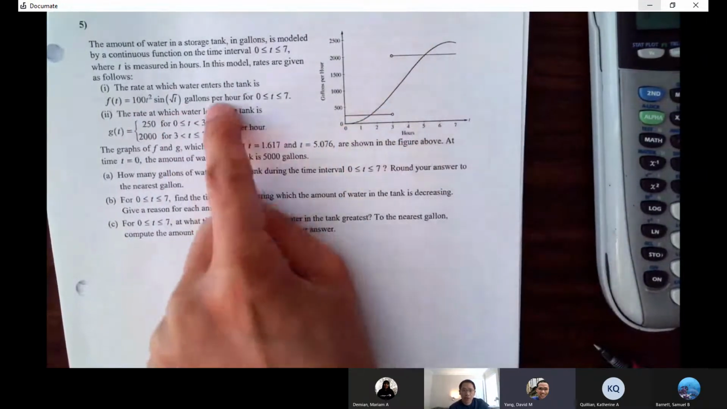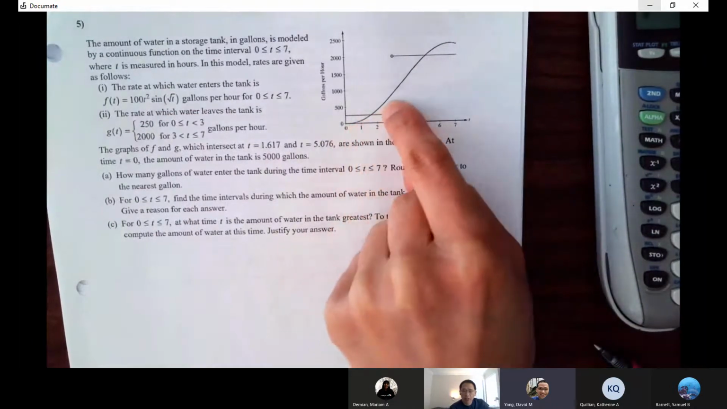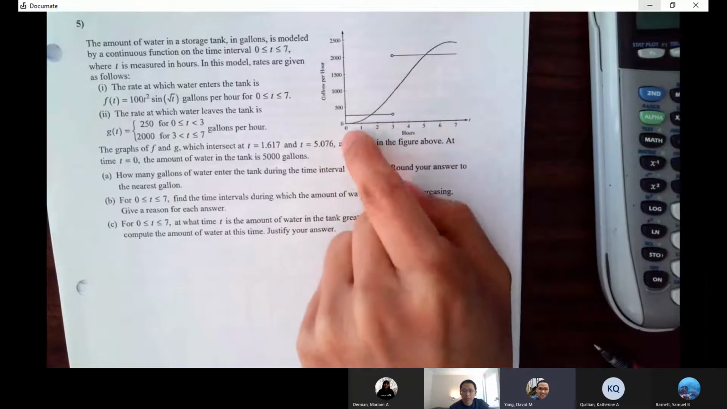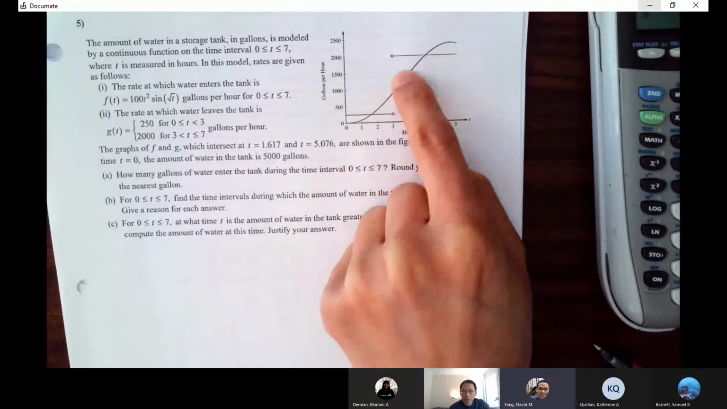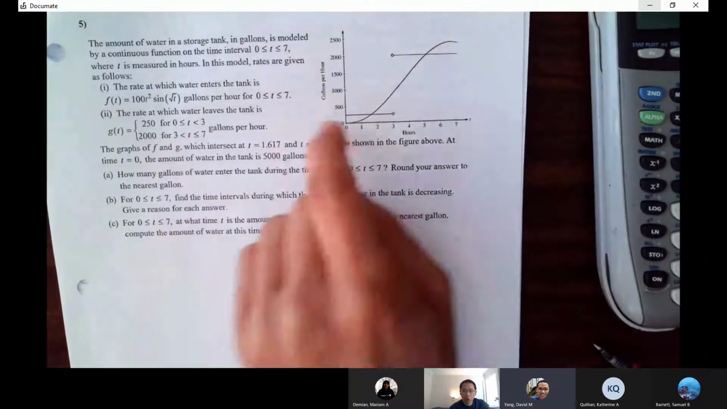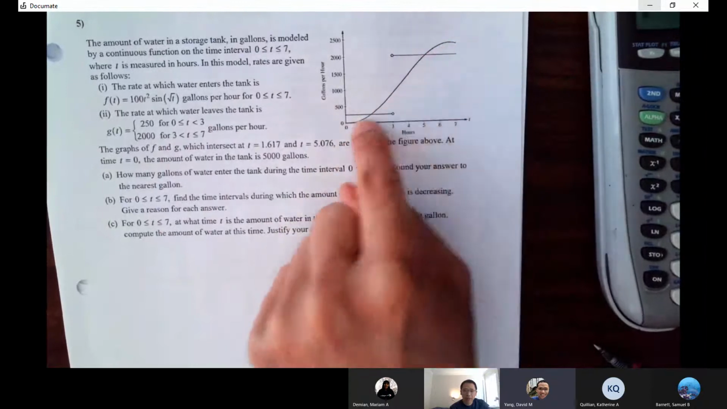So we can tell that more and more water is entering into the tank. Basically, it's like a faucet where they just keep increasing the amount. So we see gallons per hour will keep rising over the course of this 7-hour period. The rate at which water is being added, we can see it increasing.